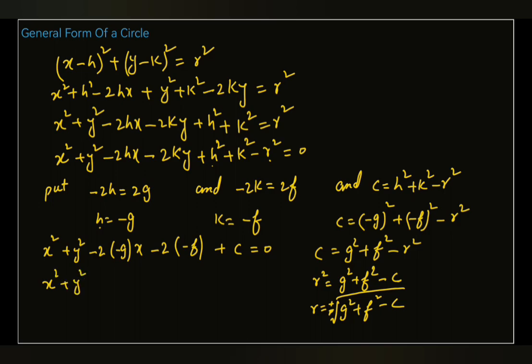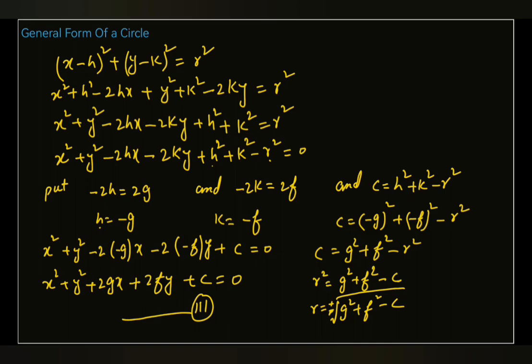So negative times negative is equal to positive. So 2gx positive, plus negative times negative is equal to positive. That's why we write here as a positive. So 2f, here is y, 2fy plus c equal to 0. This equation 3 is the general form of equation of a circle.